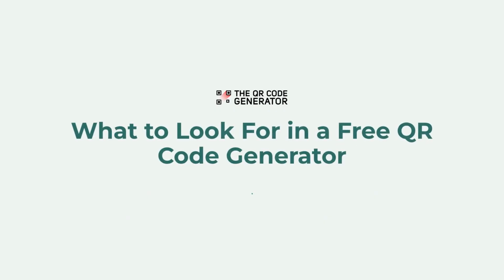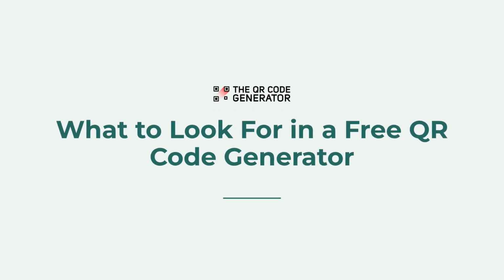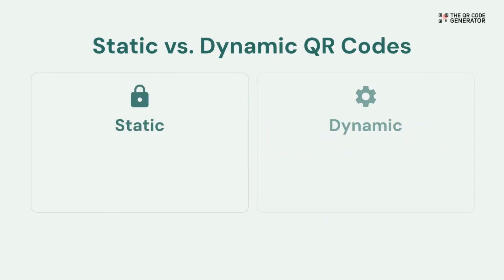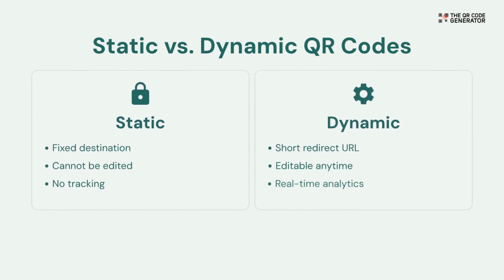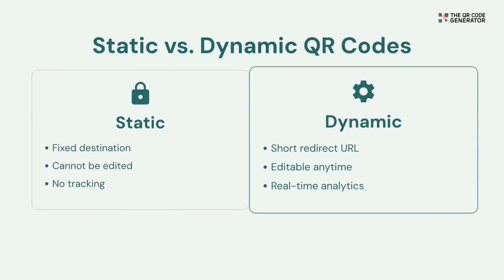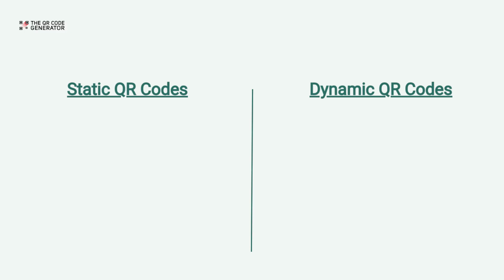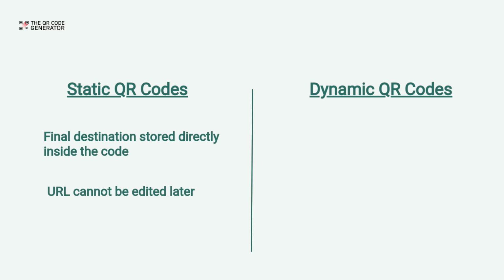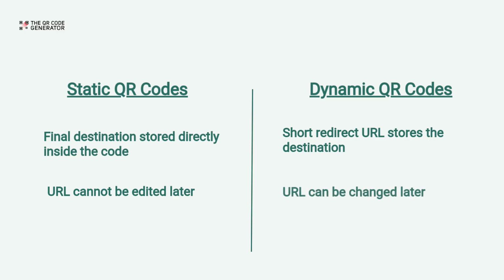Now let's talk about what to look for in a free QR code generator. One of the first things to check is whether the tool supports both static and dynamic QR codes. Static QR codes store the final destination directly inside the code and cannot be edited later, while dynamic QR codes use a short redirect URL that lets you change the destination anytime without reprinting the code.